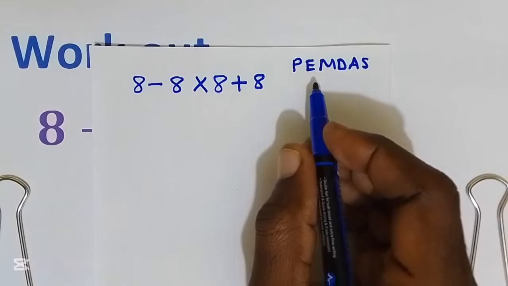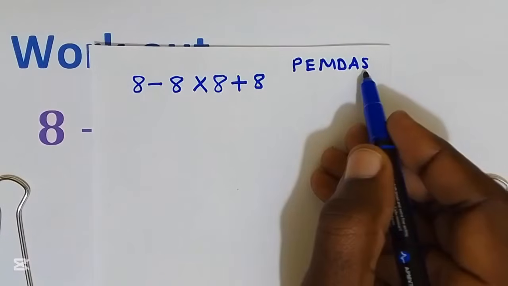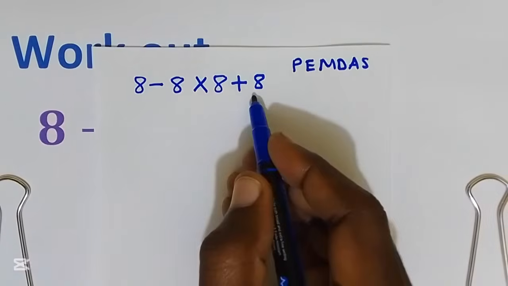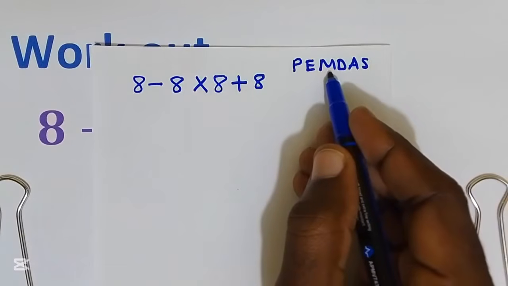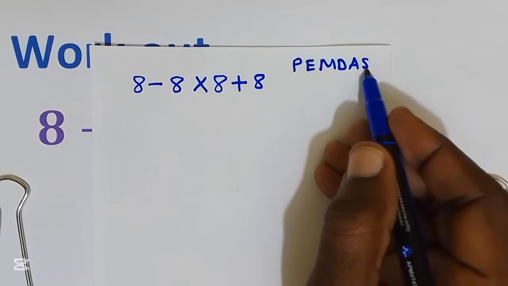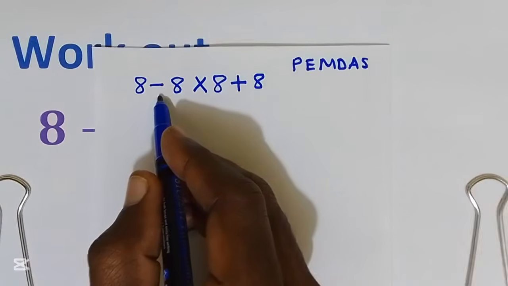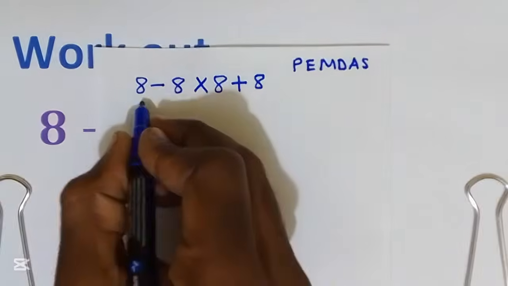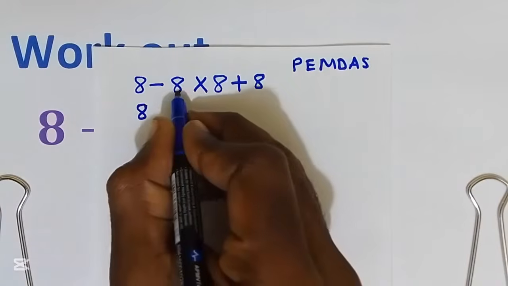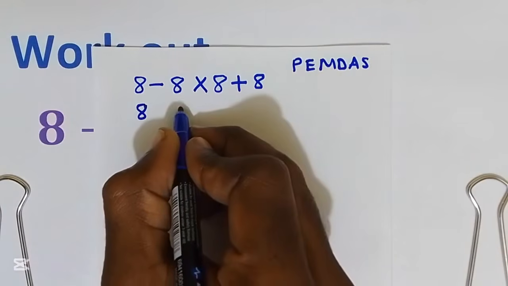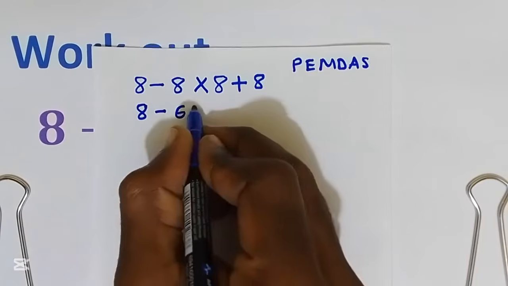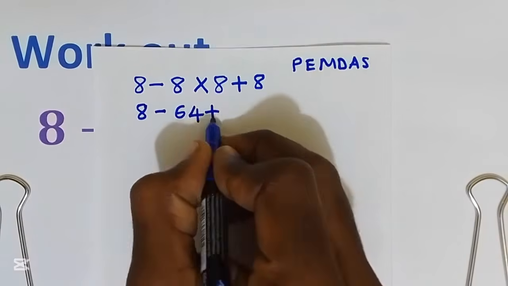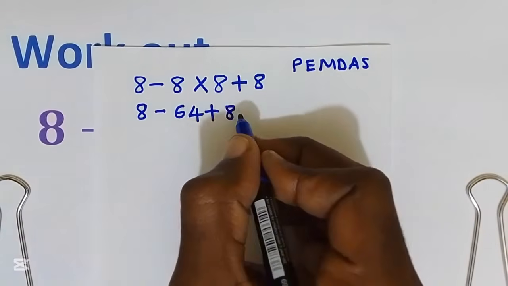So what's supposed to be done? We're supposed to follow the order of operation, and according to our question here, multiplication has higher priority than subtraction and addition. So we are going to multiply negative 8 multiplied by 8. That is going to be 8 multiplied by 8, we get minus 64. Then we are going to add 8.